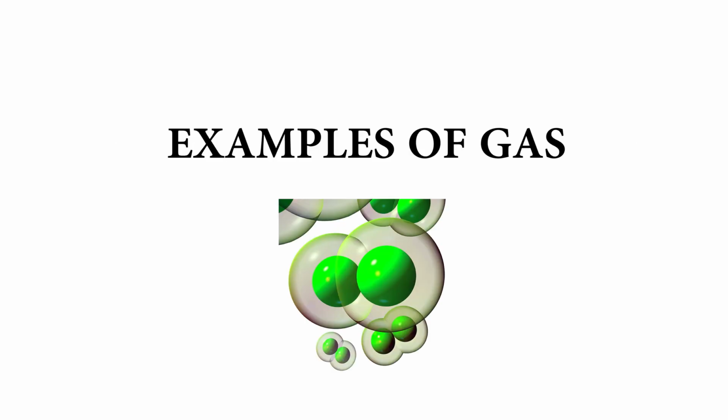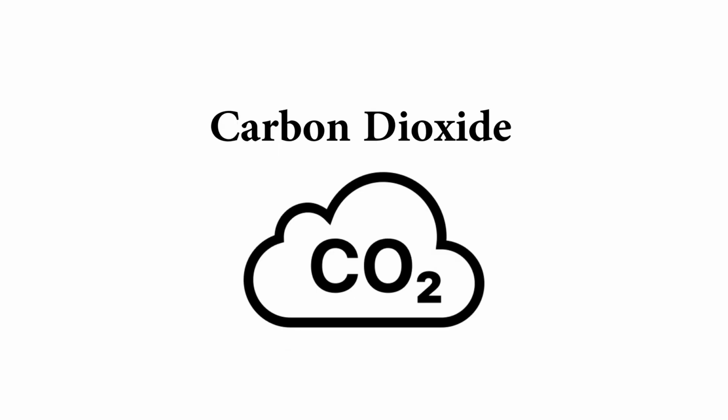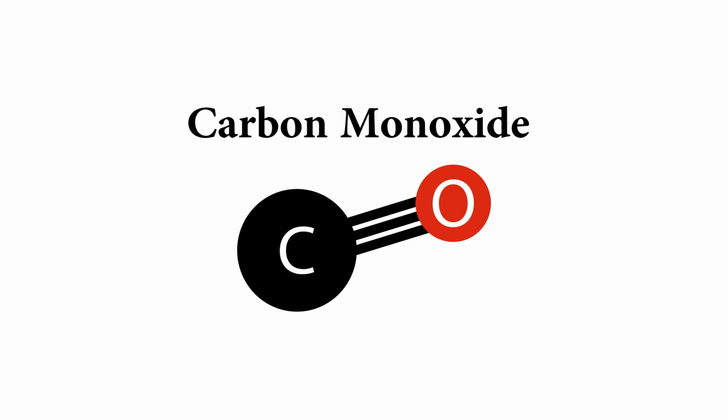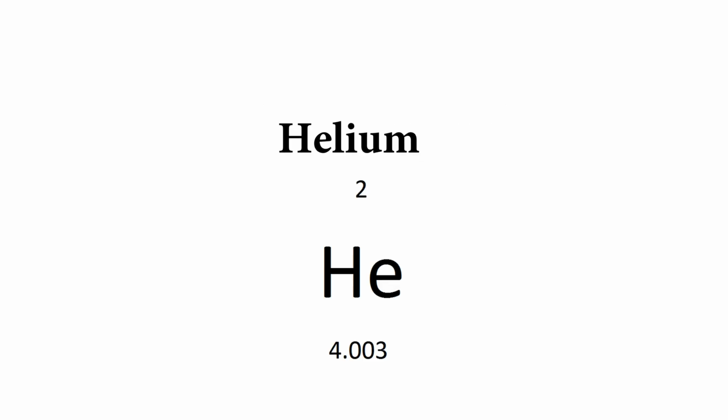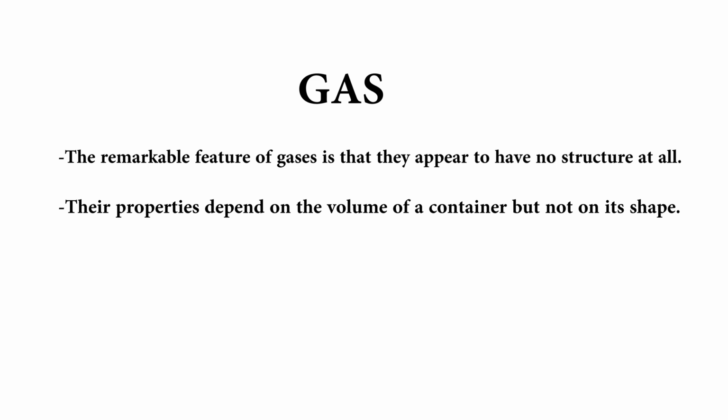Examples of gases are hydrogen, nitrogen, oxygen, carbon dioxide, carbon monoxide, water vapor, helium, and neon. The remarkable feature of gases is that they appear to have no structures at all, and their properties depend on the volume of a container but not its shape.